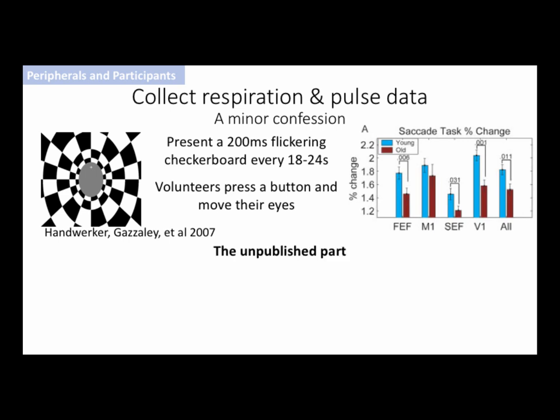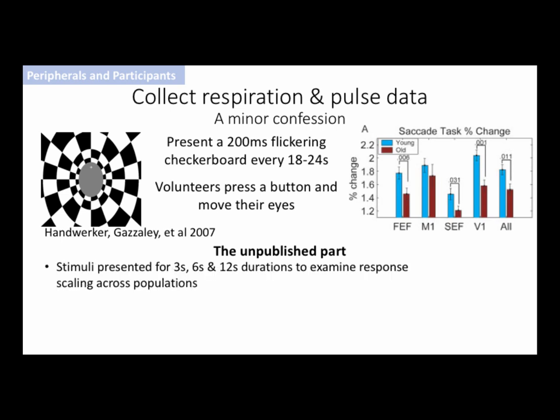There's also the unpublished part of this data set, which was I wasn't just trying to look at these short responses. I was trying to look at was there an age effect with different duration stimuli? So instead of a 200 millisecond checkerboard, what happens if it's 3 seconds, 6 seconds, 12 seconds? There's a bunch of papers out in the literature that show how the response scales almost linearly but not quite across this. Is this true with aging? So this was a big part of my planned study.